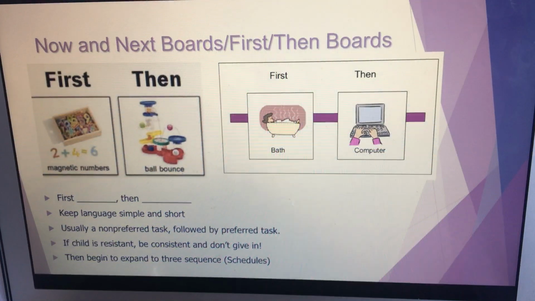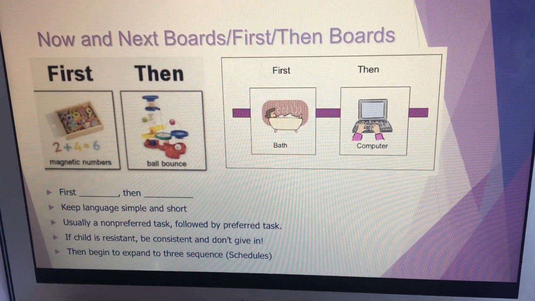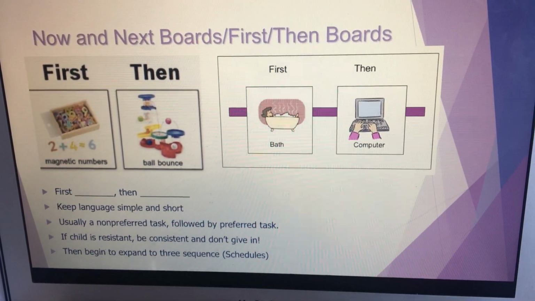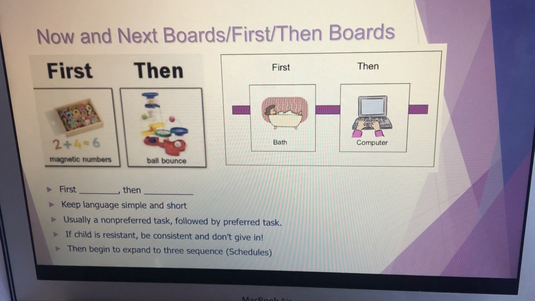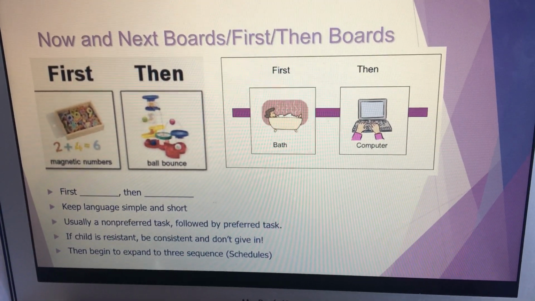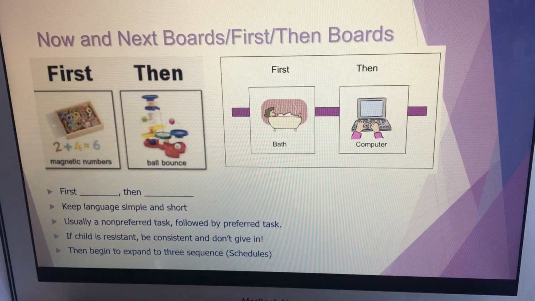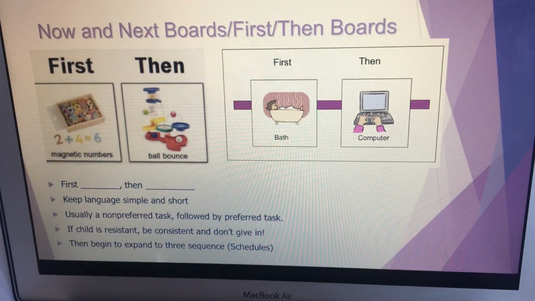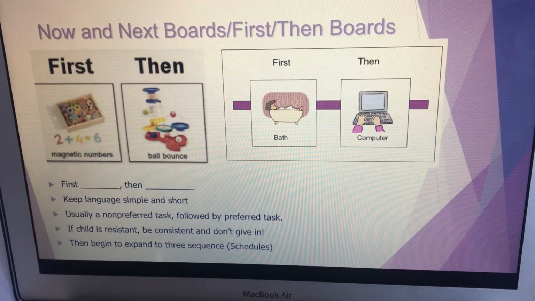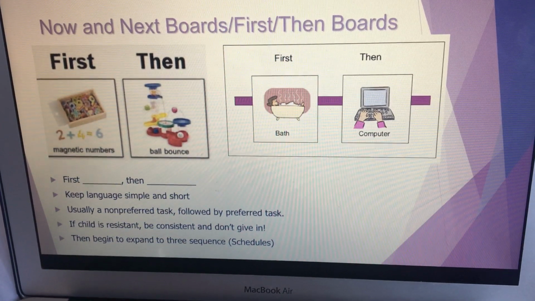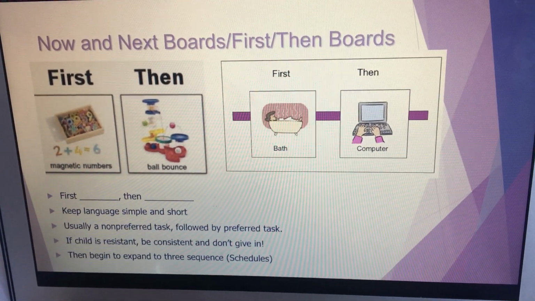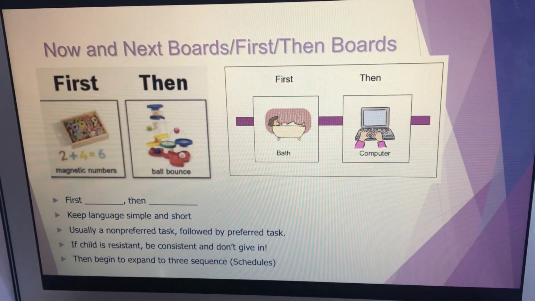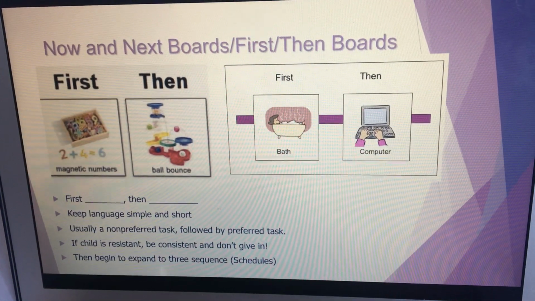Something that you have got in your pack this time is a now and next or first and then board. They can be called either, but it's just really important that you keep your language short when you're doing this. So first magnetic numbers, then ball bounce, first bath, then computer. And your first is always your non-preferred task followed by a preferred task. So something you want them to do followed by something they would like to do. If the child is resistant, be consistent and don't give in. And you can start to extend this with more activities, which is then what we would call a schedule.